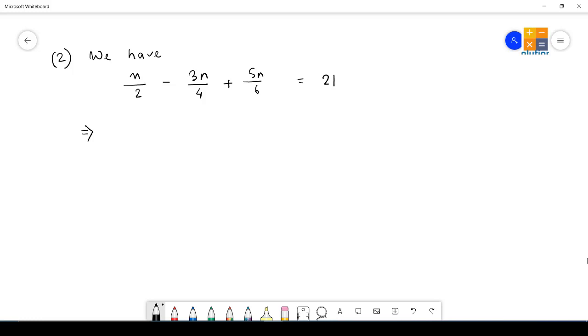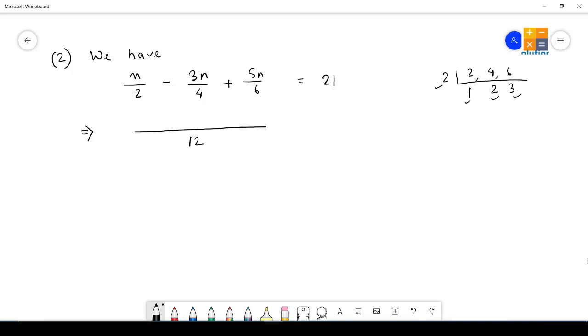Therefore, we can directly proceed with the sum. On the left hand side, we are going to take the LCM first. So let us check what the LCM of all these three terms 2, 4 and 6 is. We know that all these three numbers are even numbers, so all three are divisible by 2. So 2 ones are 2, 2 twos are 4, then 2 threes are 6. Then if I multiply all these quantities, 2 twos are 4, 4 threes are 12. So on the left hand side, the LCM becomes 12.